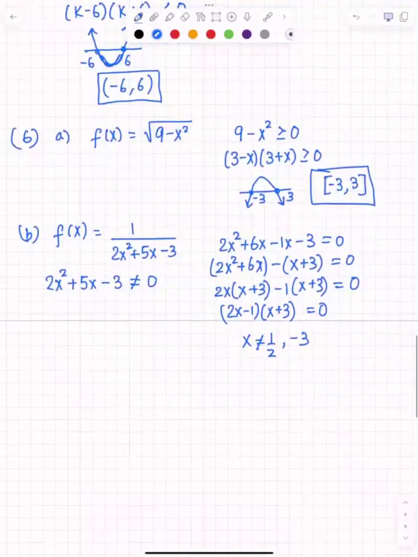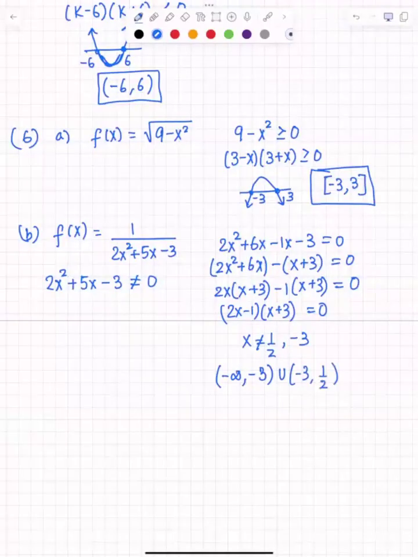I think this is the same question. So you go from -infinity to -3, because you have to jump over that number. Then we go from -3 all the way to 1/2, which is allowed, but 1/2 is not allowed, so we jump over 1/2 and continue on to infinity.